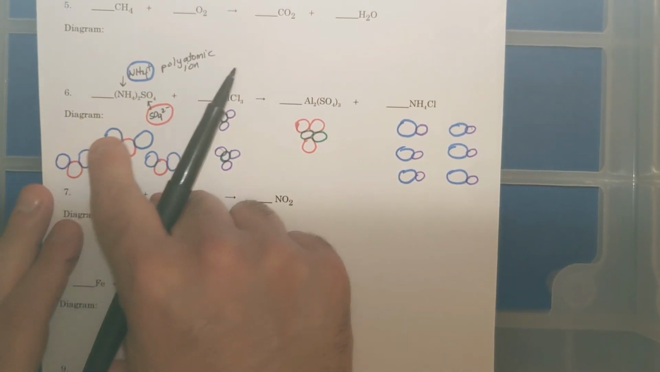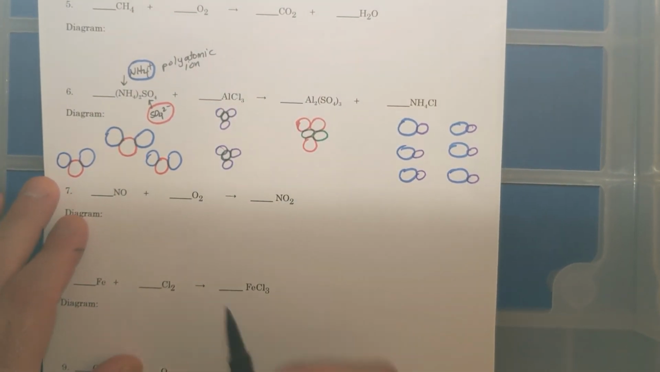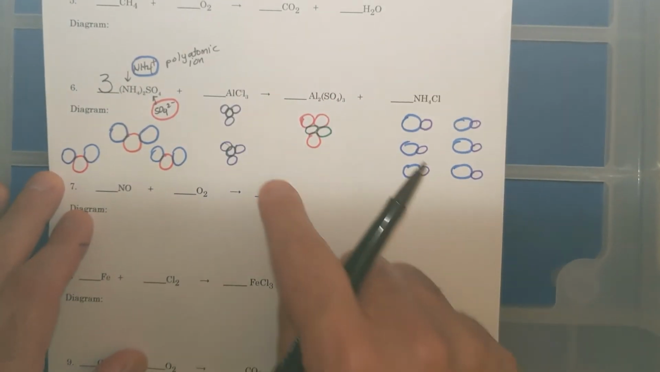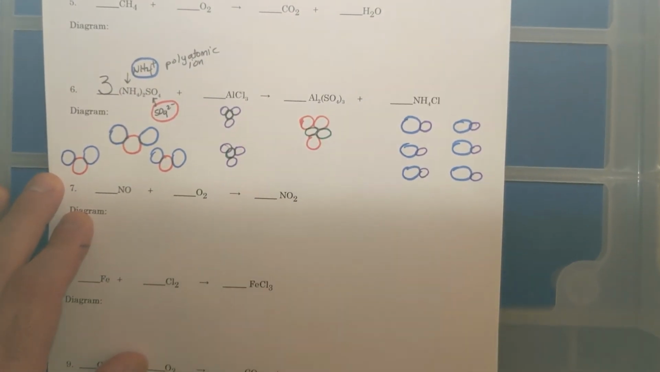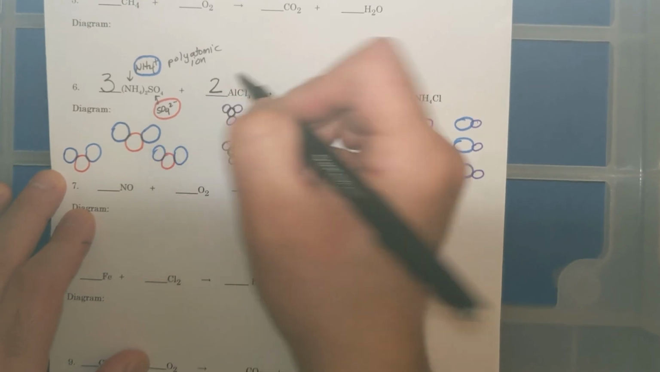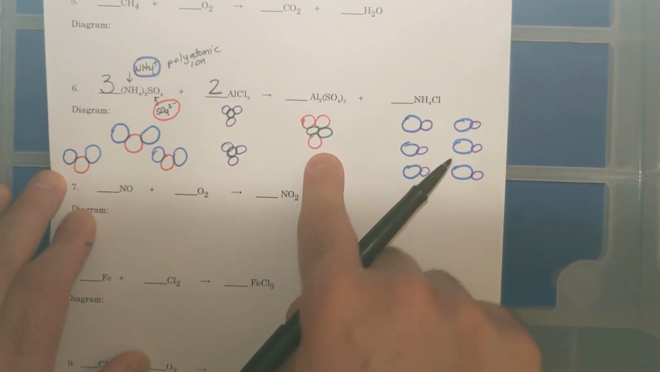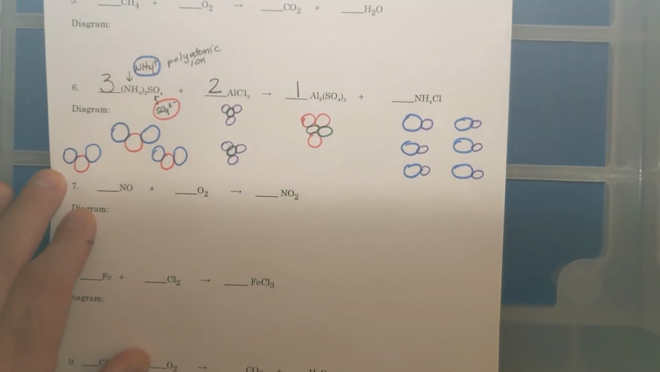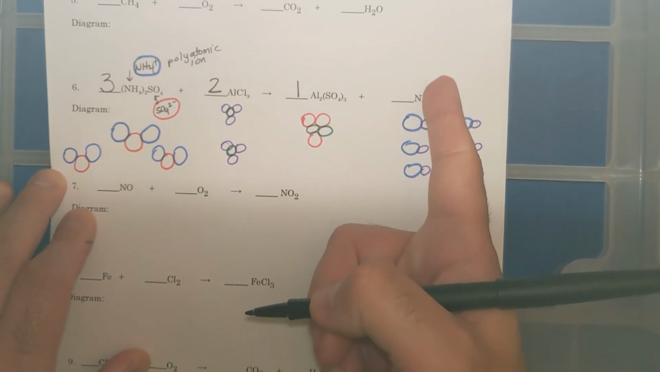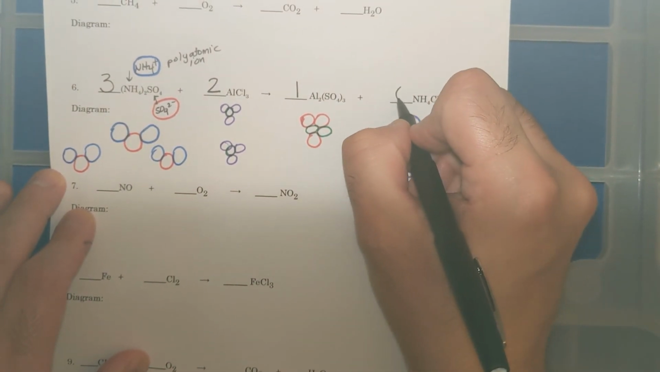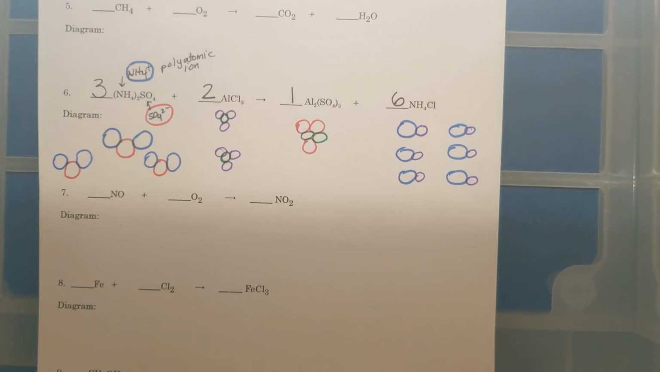I needed 3 of these ammonium sulfates, so a big 3. I needed 2 of the AlCl3s. I made 1 Al2(SO4)3, and I made 6 NH4Cls.